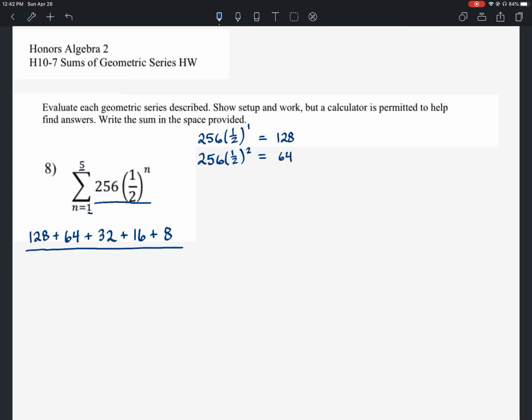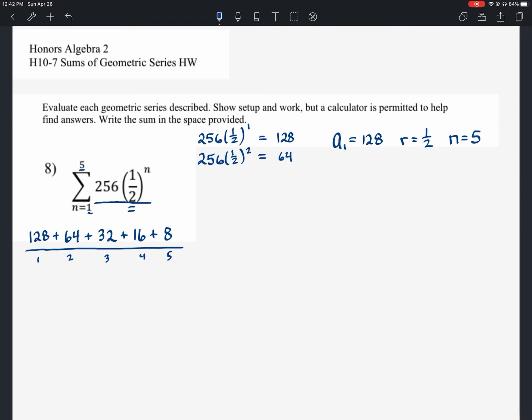And yes, you could just find the sum by adding all those together. I just wanted you to see an example here where things are getting smaller. So let's take this and identify what we know. We know the first term, which is 128. We know the multiplier is 1/2. And we know the number of terms in this case would be 5. We have 1, 2, 3, 4, 5.